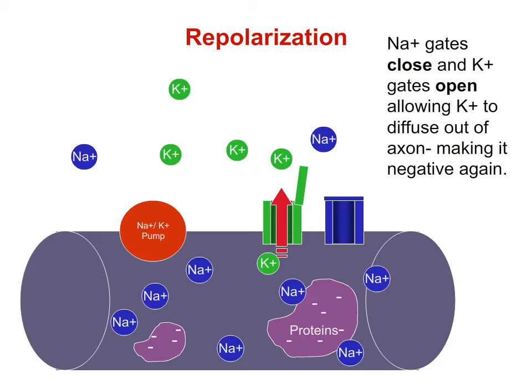Now during repolarization, the sodium gates will close and the potassium gates will open. Remember, potassium was initially more concentrated inside the axon, and so it tends to rush out very, very quickly. As potassium rushes out, it brings the charge inside the axon back into the negative range. And so this is called repolarization because it brings us back down to the resting membrane potential.